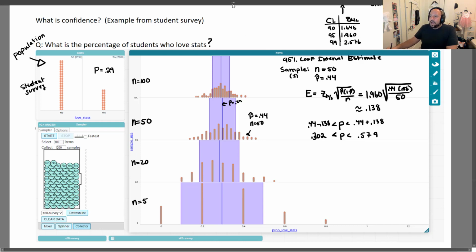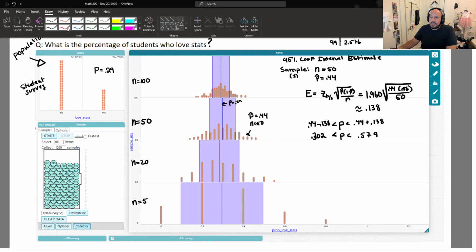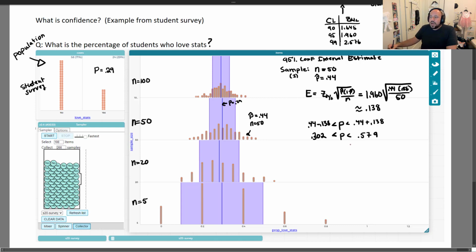But one thing I hope you notice is, and like I said, in general, when we're doing this in practice, we do not know whether we're right or wrong. But in this particular case, I want you to recognize that this 0.302 and this 0.579, that the 0.29 is not inside this interval, okay? And so I'm going to draw a little sad face here. And the reason it's a little sad face is that I made this interval, I did all this work with the margin of error, and I still ultimately was incorrect.